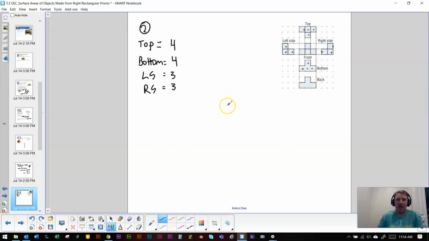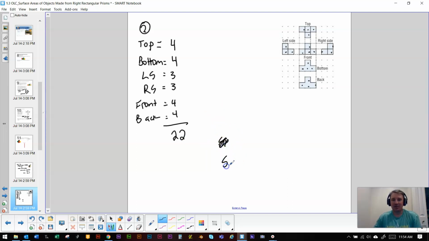And what did we miss? Oh, we missed the front and the back. So this is the front. 1, 2, 3, 4. And the back is also going to be 1, 2, 3, 4. Let's add them all up and see what we got. So that's 8, 11, 14, 18, 22. We got the exact same answer, which is a good thing. That means we more than likely got it right. So the surface area, I'm just going to go SA to save us writing, equals 22 centimeters squared.